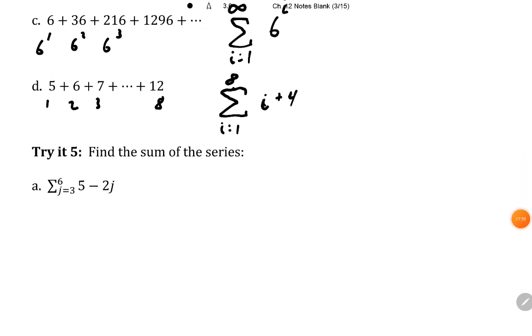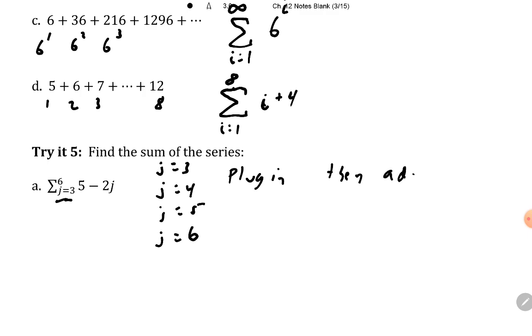Okay, now they want us to find the sum of this series. So they're saying start at j equals 3. So I'm going to plug in j equals 3, j equals 4, j equals 5, and then our upper limit, j equals 6. I'm going to plug in all these, then add them all up.